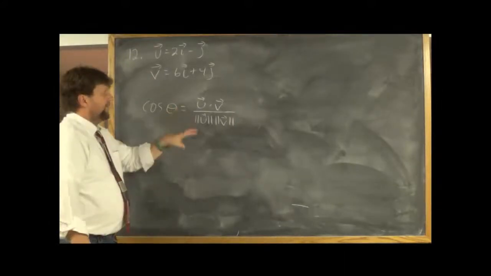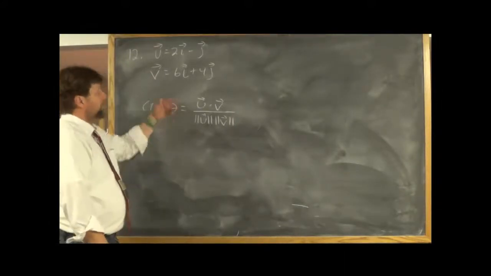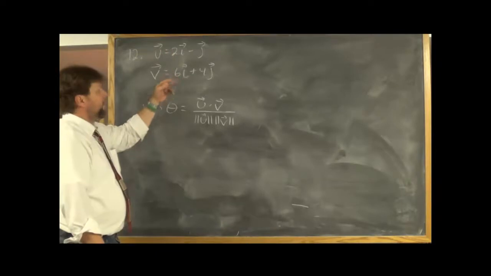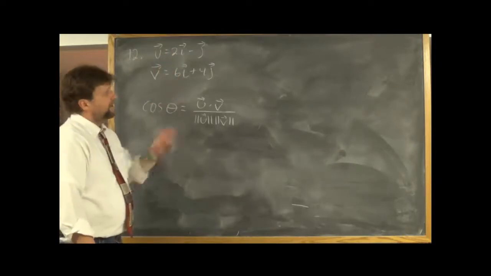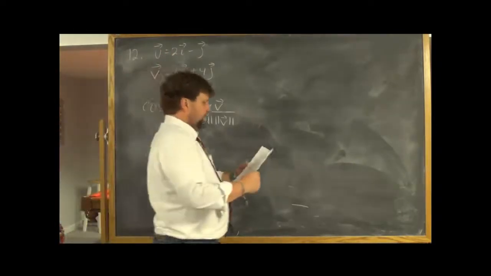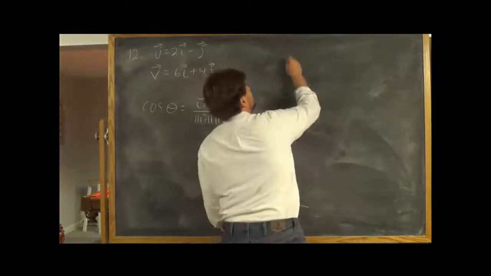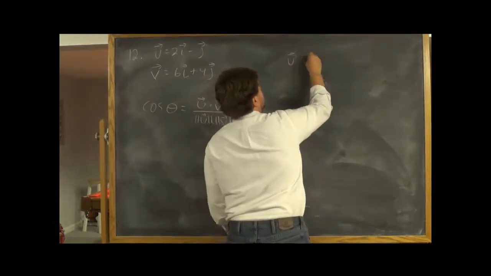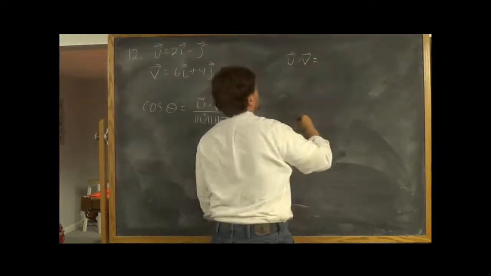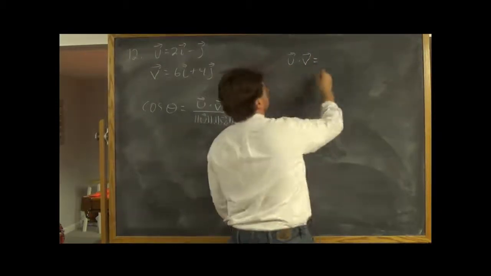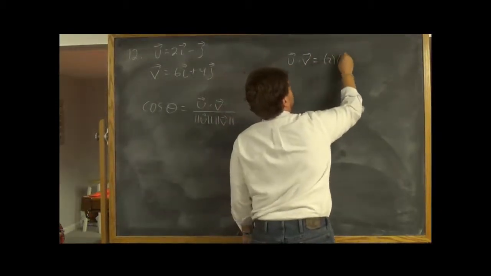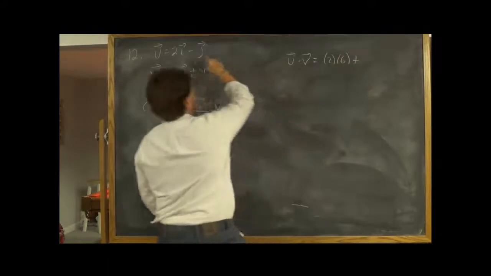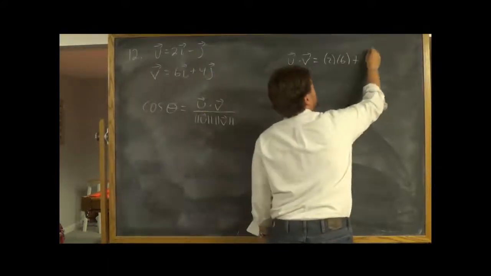So it looks like we have to find some stuff in order to use this formula. We're going to have to find the dot product, and we're going to have to find the magnitude of each vector. So let's come over here, and let's do the dot product. u dot v is going to be 2 times 6 plus negative 1 times 4.